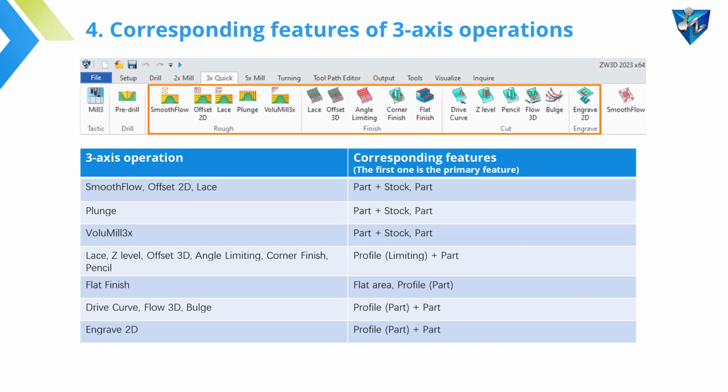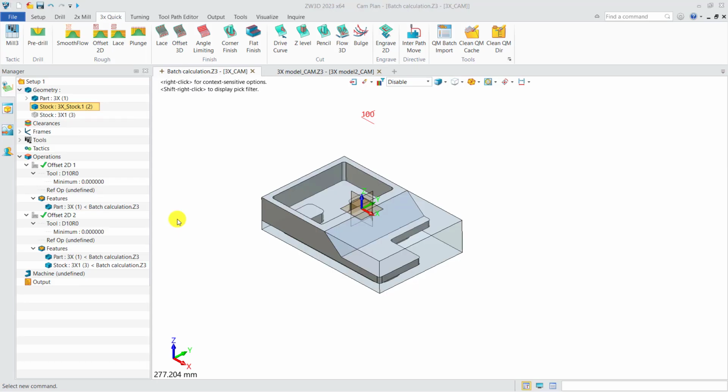Then the last part of this chapter is the corresponding features of 3X operations. Here we list the corresponding features for all the 3X operations. Please check it and I won't introduce it one by one. Now let's go to ZW3D.